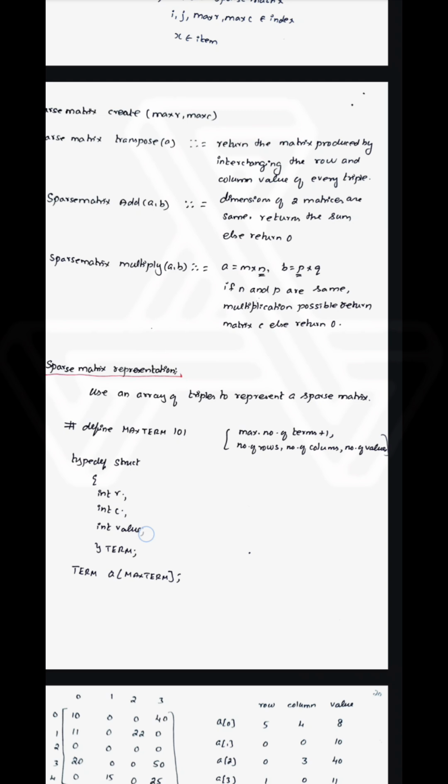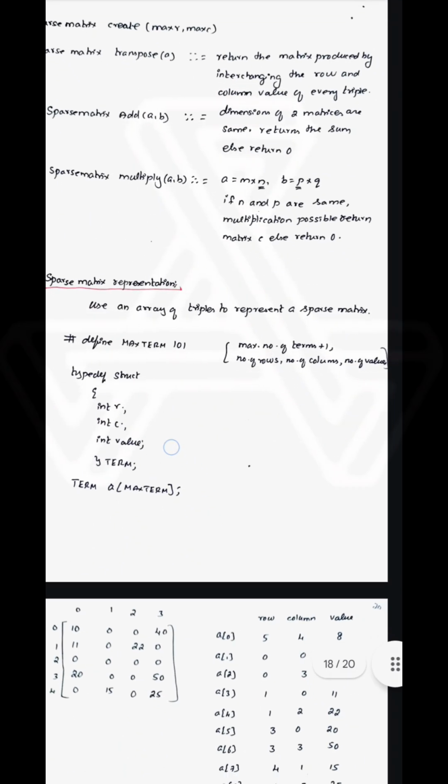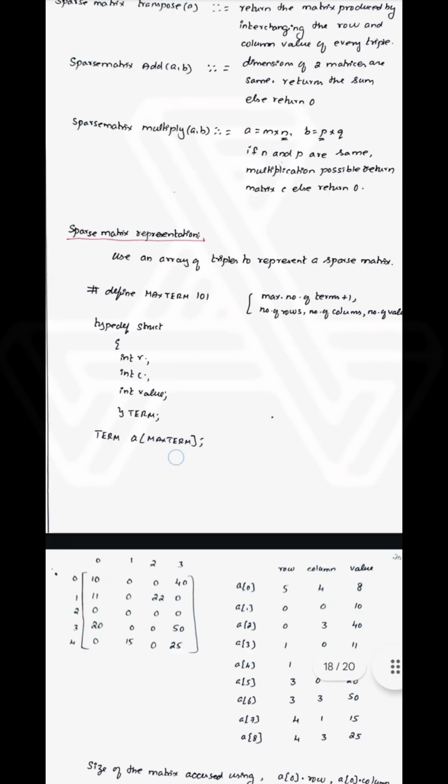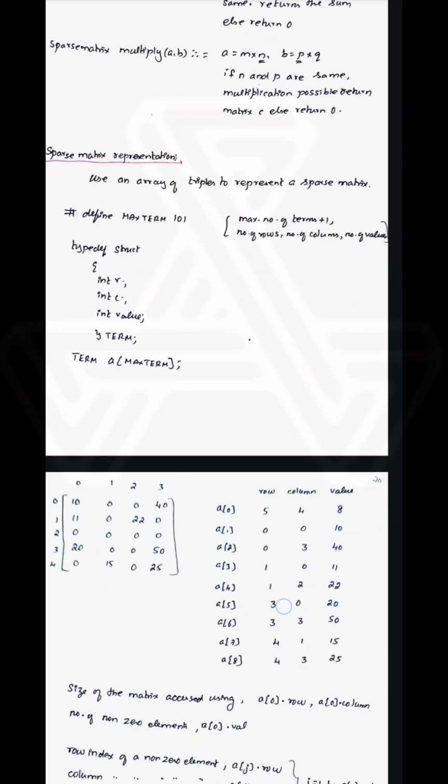If the dimensions of the two matrices are the same, return the sum, else return 0. Sparse matrix multiply A and B, where A is m times n and B is p times q. If n and p are the same, multiplication is possible, return matrix C, else return 0.